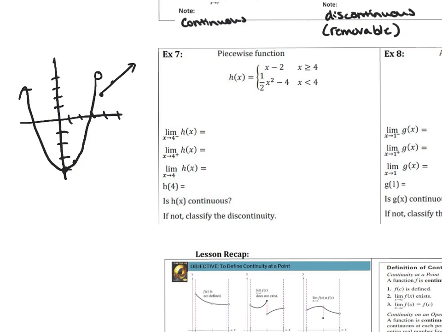Now we can start looking at the limits because we have a quick graph. The limit as x approaches 4 from the left, we know that our y values are approaching 4. The limit as x approaches 4 from the right, our y values are approaching 2. So the limit does not exist. H of 4 is equal to 2 because the piecewise function is defined at x equals 4. And we know that this function is not continuous, and that this is a non-removable discontinuity.